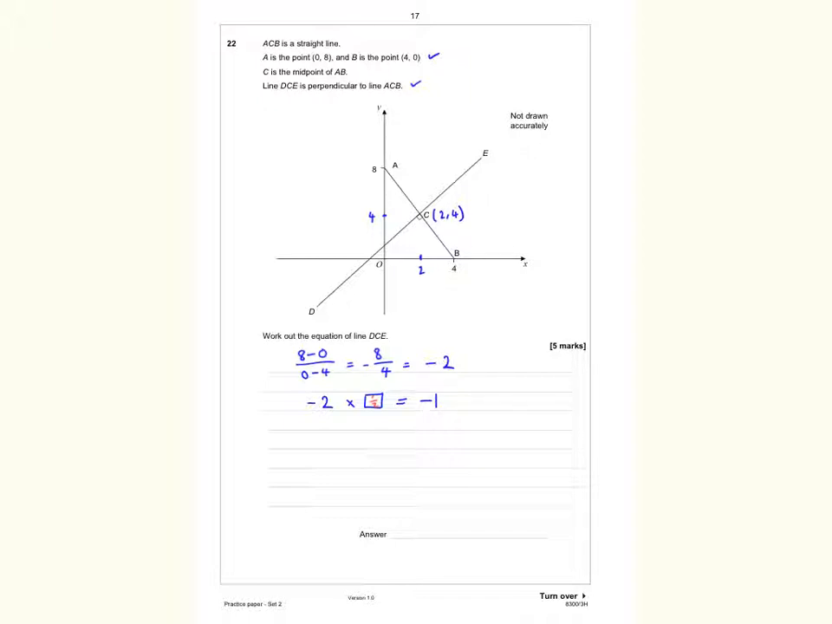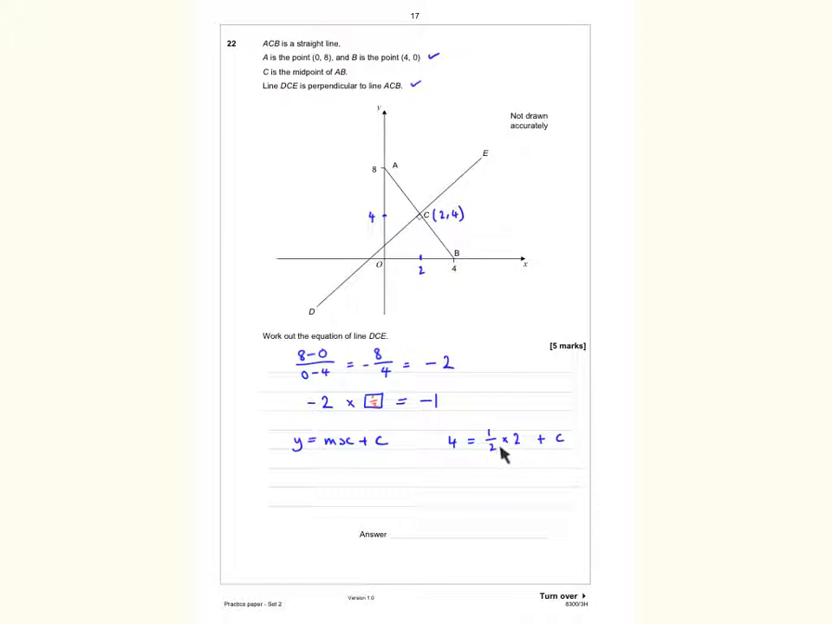Now I'll use the form y equals mx plus c. The value of y that I know here is 4, and the value of x will be 2, and the value of m, which is the gradient, is going to be a half. If I use those values in this equation, that will give me the equation of this line. I can find what c is from there. So we're going to have 4 equals half times 2, and then add c.